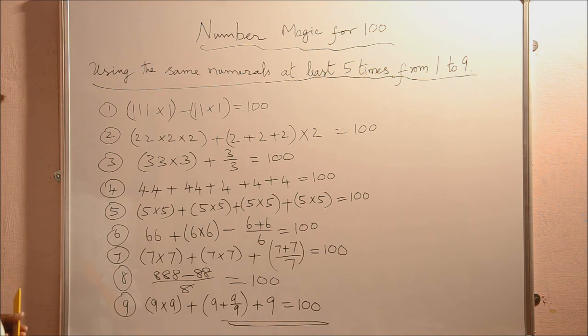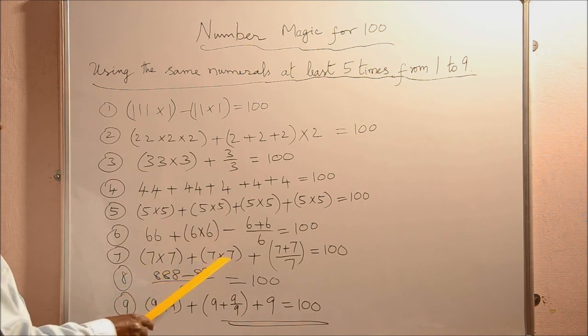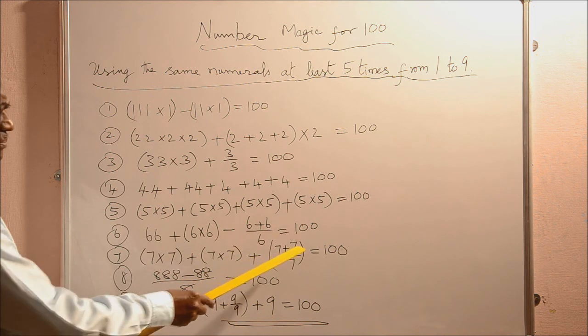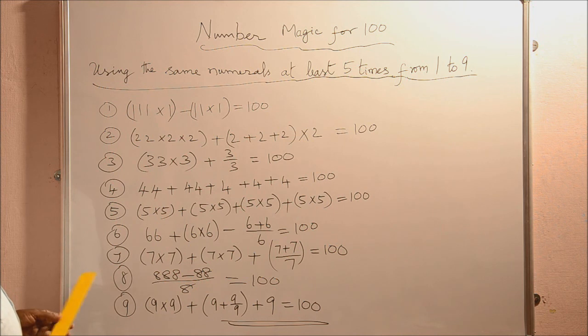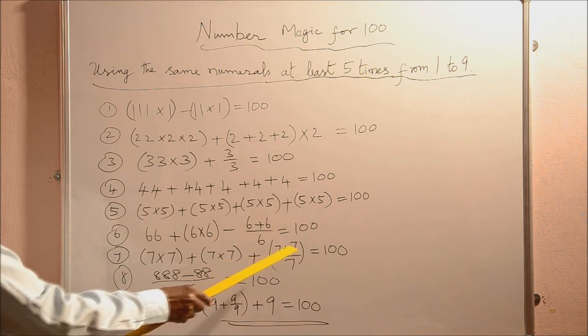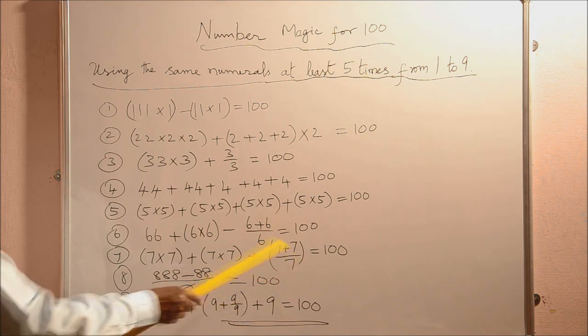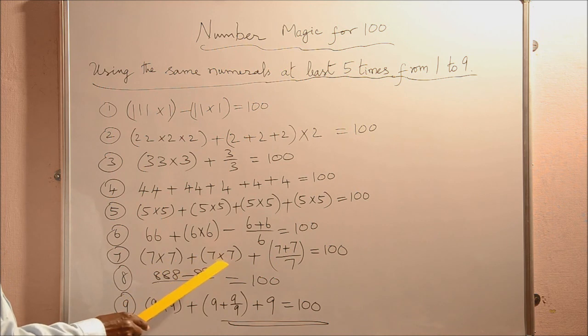Now, we are using the numeral 7 many times to make up 100. 7 into 7 plus 7 into 7 plus 7 plus 7 by 7. That is equal to 100. How? 7 into 7, 49, plus 7 into 7 again, 49, plus 7 plus 7 by 7 is 14 by 7, that is 2. Therefore, 49 plus 49, that is 98, plus 2 makes up 100.